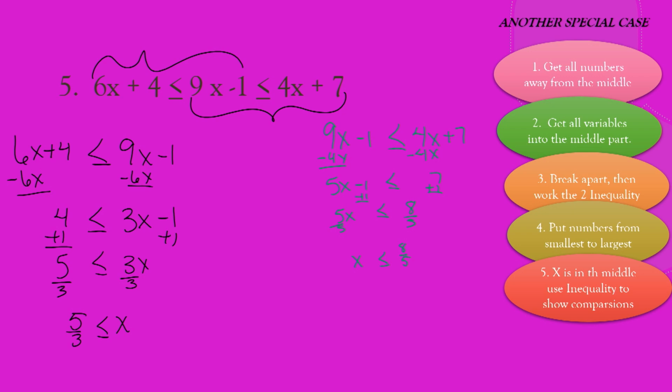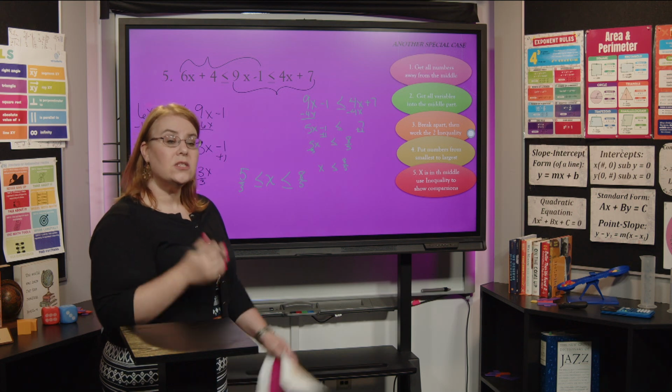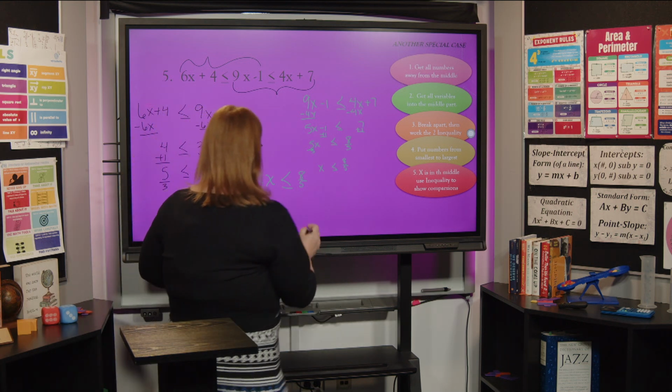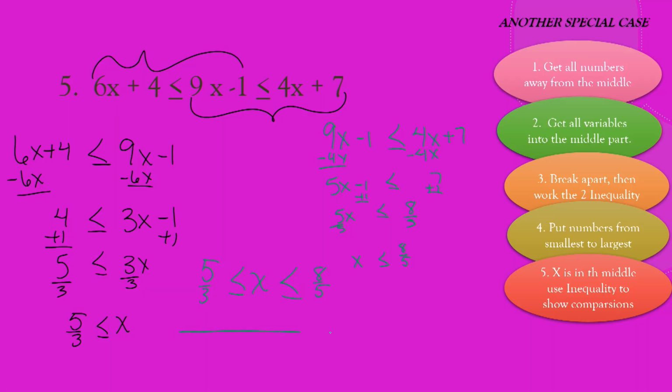So let's go ahead and put those together. So I have 5/3, which is less than or equal to x, which is less than or equal to 8 over 5. So I've got my inequality. So let's go ahead and graph that. Let's see what that looks like. So I've got 5 over 3, and I have 8 over 5. Closed circles for both.